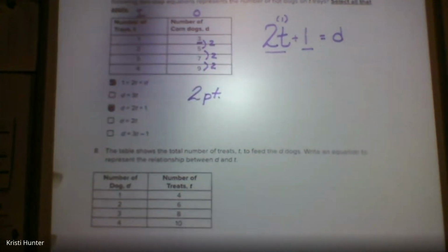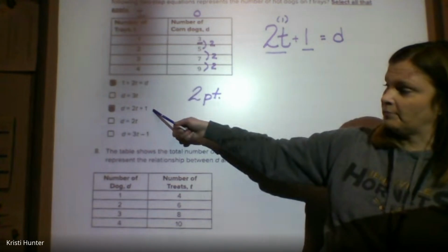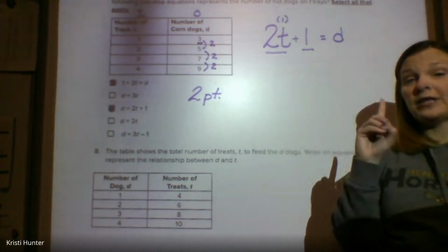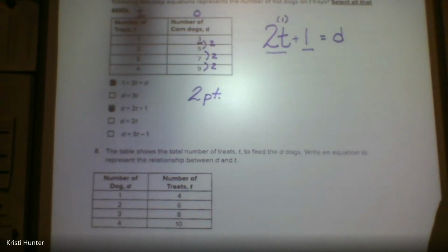I'm going to give you 1 point for picking each of these. So 1 point for this one, 1 point for that one. So if you only picked 1, you would only get 1 of your points on that. Okay?